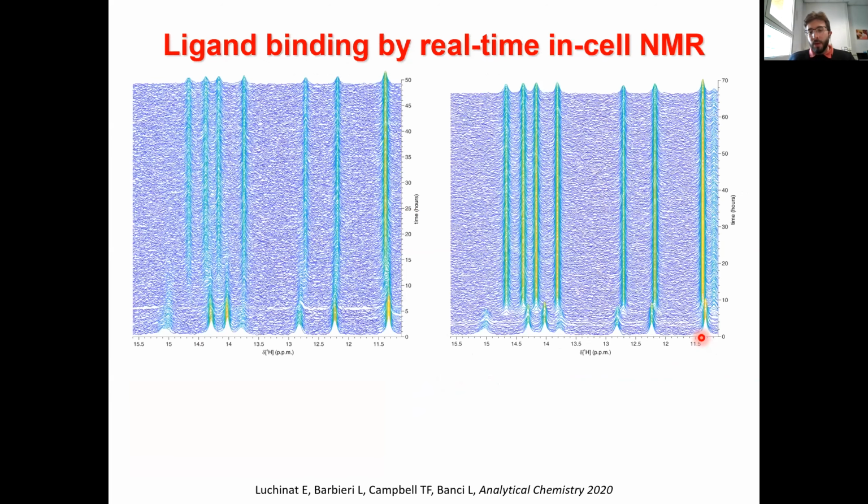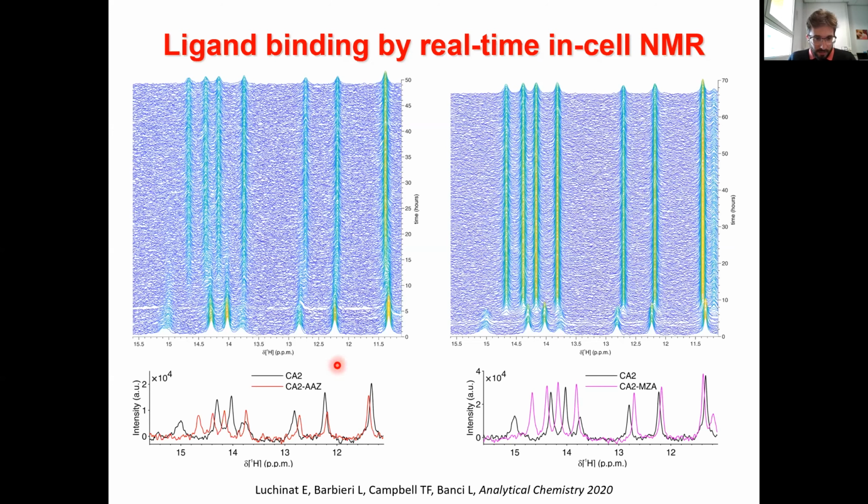Then we introduced the cells in the tube and treated the sample by adding the ligand of interest in the reservoir. That allowed us to make movies of the histidine proton signals from the carbonic anhydrase, which would shift position and move to the bound state. You can see here the single 1D spectra of the time series of acetazolamide and methazolamide.